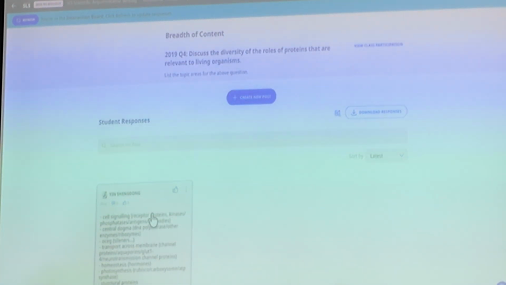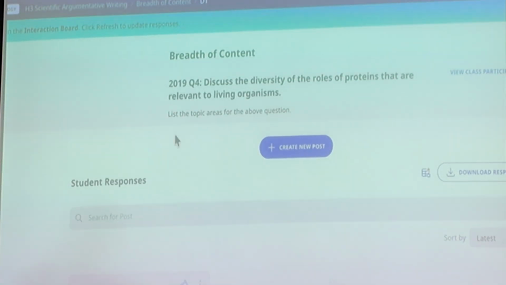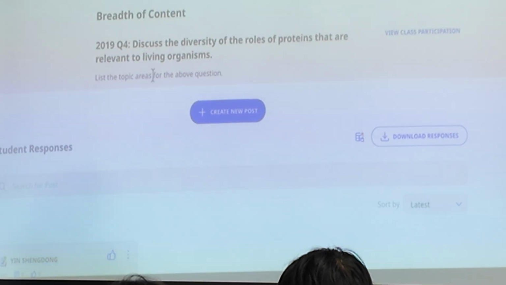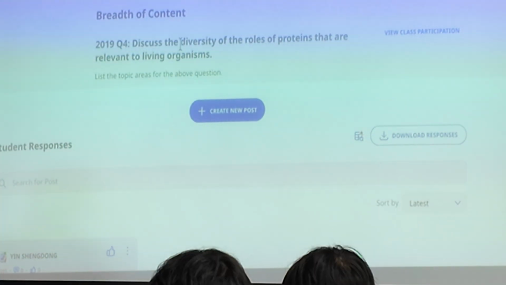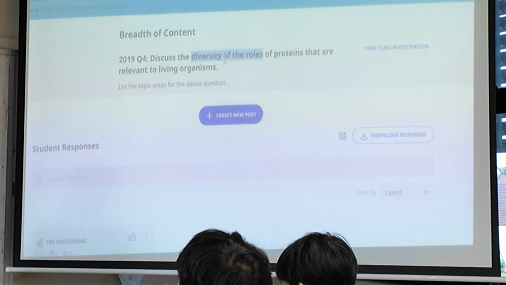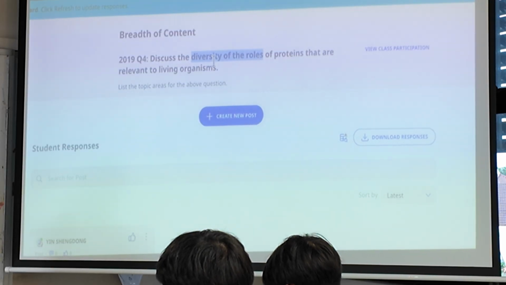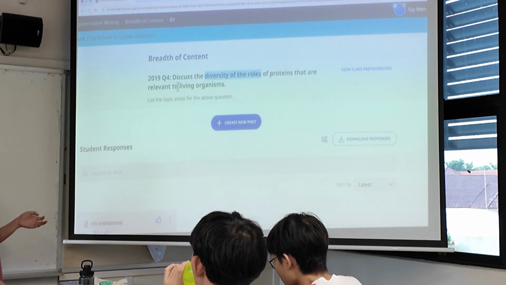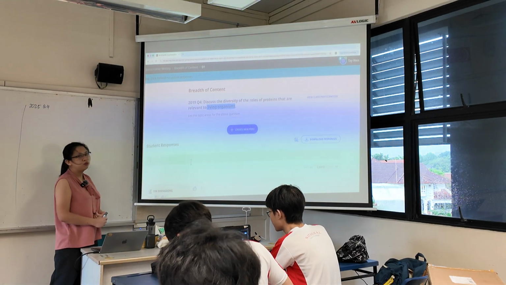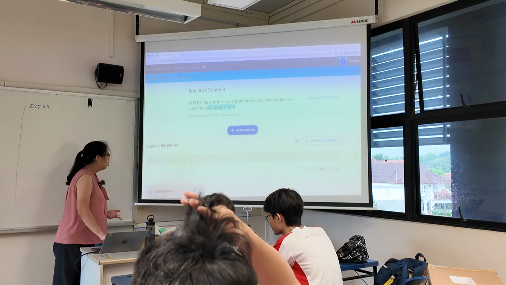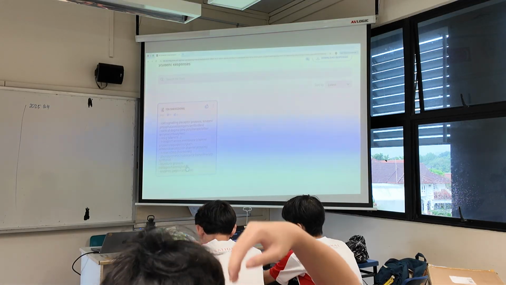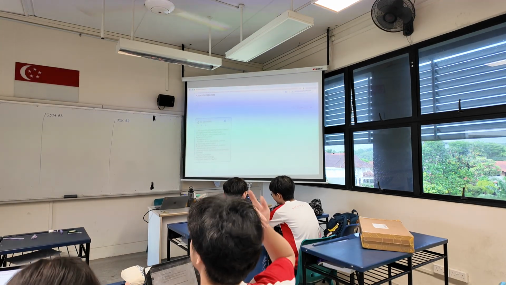Okay, so let's do each question one by one. The first question: discuss the diversity of roles of proteins that are relevant to living organisms. So you need to have diversity of roles, and that is how you define your topic area. The different topic areas will be different roles of proteins, but these roles must be from living organisms. So you must exclude prions, you must exclude viruses. If you look at this list here, you have cell signaling. Yes, that's one category.